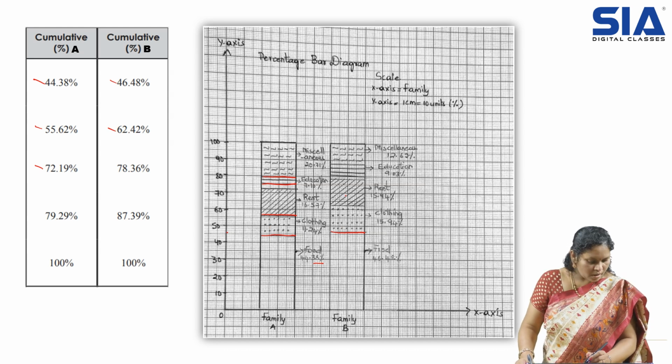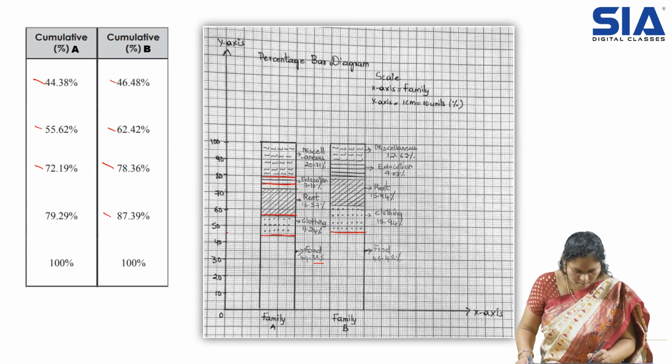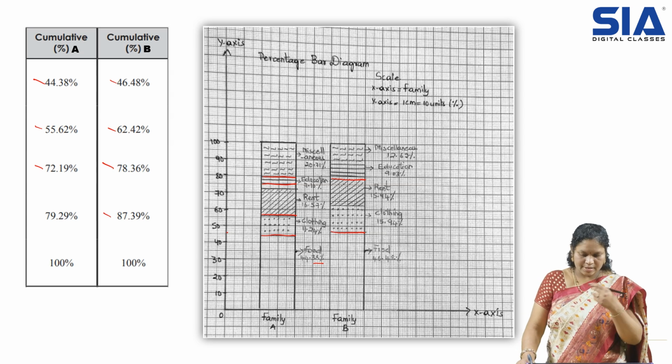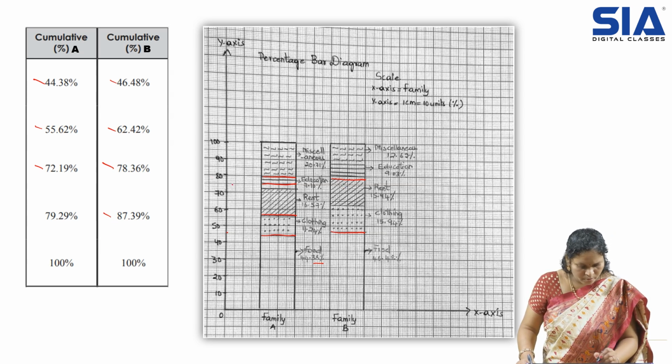Next, go for the slanting lines, for that it is 78.36. Then go for 87.39. So plot it. 78.36 is somewhere above 70 and just below 80, somewhere you'll get the line, this one. So that one you'll get for rent. Shade it with slanting lines. Then 87.39 is somewhere above 80, just below 90, somewhere 87 will come.